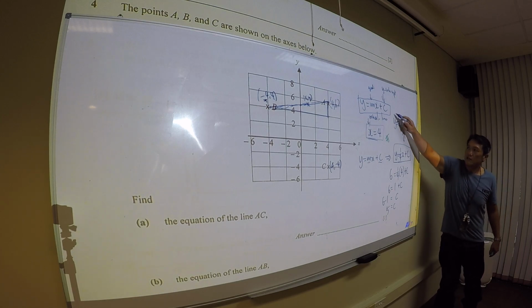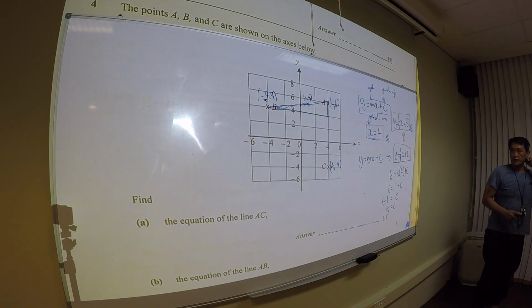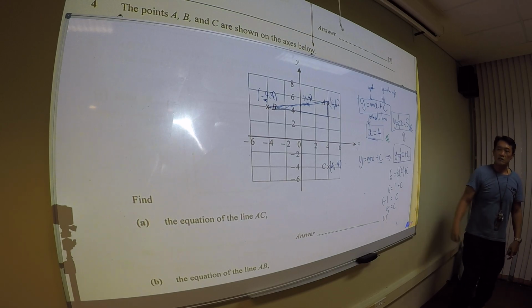So this is the final answer. First, you find the gradient using the 2 points, then you put any point inside to find out what the C is.